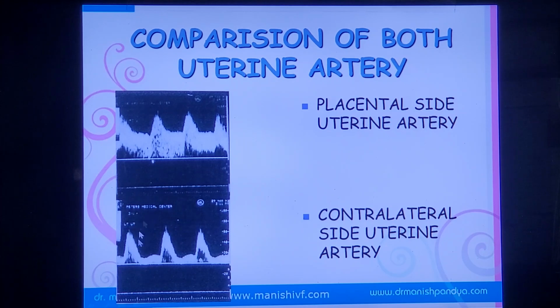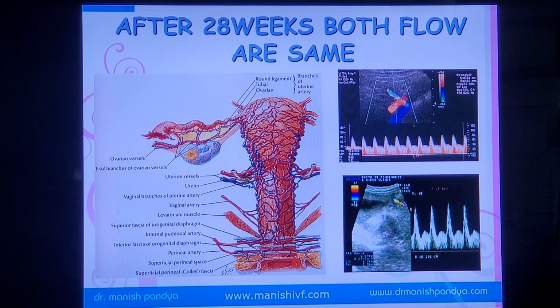So when you sample only one side of the uterine artery and see very little diastolic flow, you can say that the patient has IUGR, or improper placentation, or the vessel is constricted. But if you see a very good diastolic flow on the other side, so always compare both eyes, right and left. Likewise, always compare both uterine arteries, right and left. After 24 weeks, both uterine artery flows are the same.